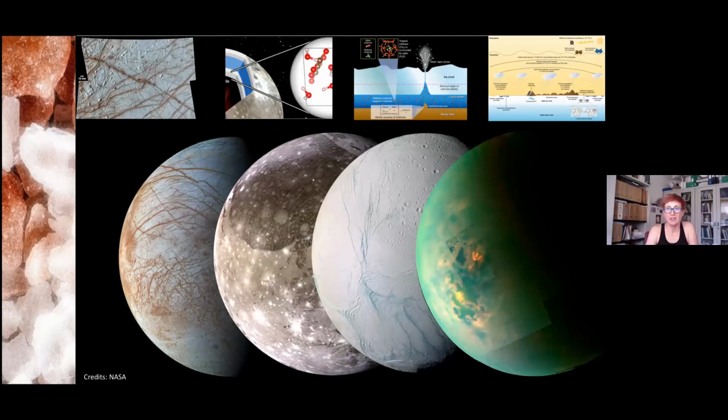Sorry. Okay. So we suspect that clathrate hydrates are present in icy moons, like Europa, Ganymede, Enceladus, or Titan, because we know that the compounds are there, because we have spectroscopic information. And we know that the environmental conditions can also form this kind of materials. However, clathrate hydrates have not been detected yet. So we don't know why.